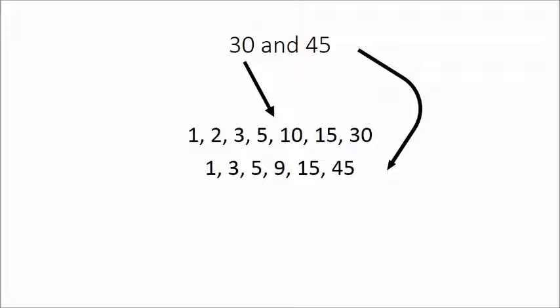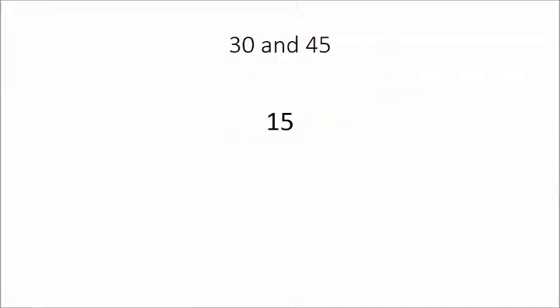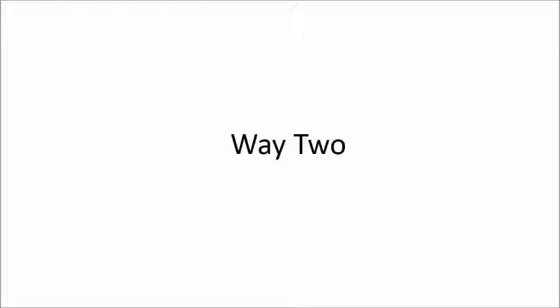Since we have all the factors, just highlight the ones in common. There's 3 on both of those. There's 5. So they do have 1 in common. I should have probably highlighted 1. Sorry about that. And 15. So the greatest common factor would be 15, because that's the highest number that all the factors of 30 and all the factors of 45 have in common. That's all it is. If that way's kind of hard, I'll show you another way.